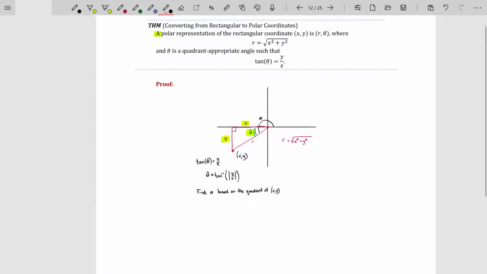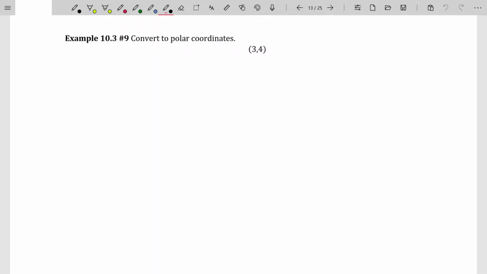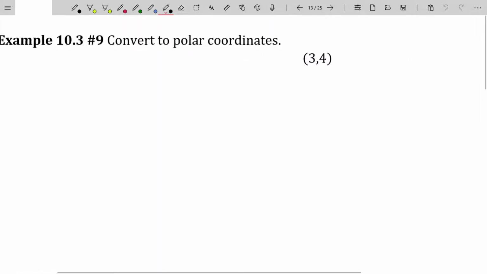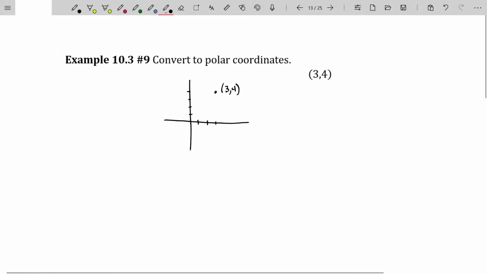Now let's put this into action, because just seeing the theorem is not going to give you a good, strong understanding of how these problems work. So let's convert the Cartesian coordinate (3, 4) into a polar coordinate. You don't actually have to plot this, but I'm going to, because I need to know the quadrant. Obviously, because we've worked with Cartesians for so long, we know that's a quadrant 1 point. So that'll be somewhat useful.